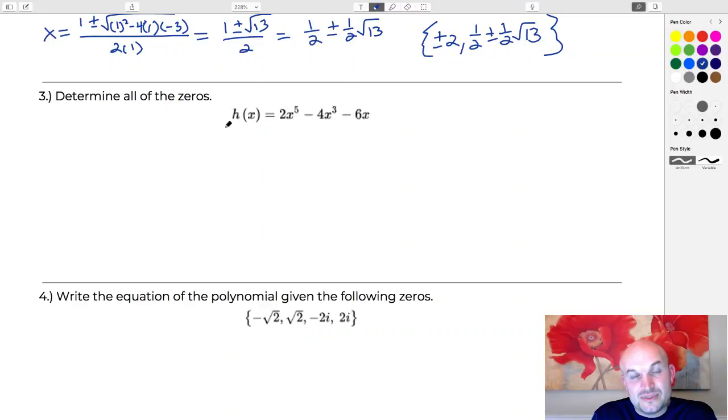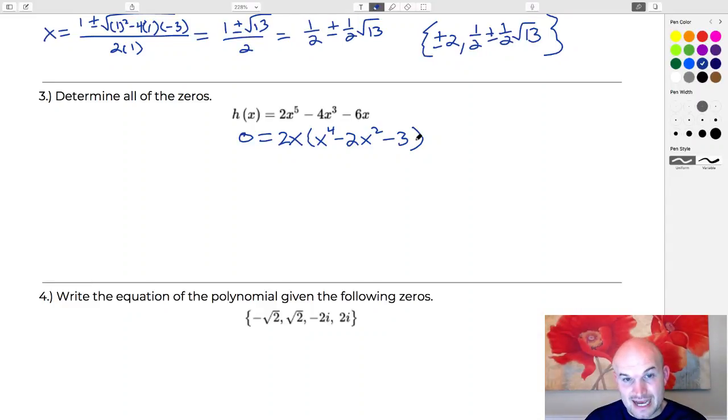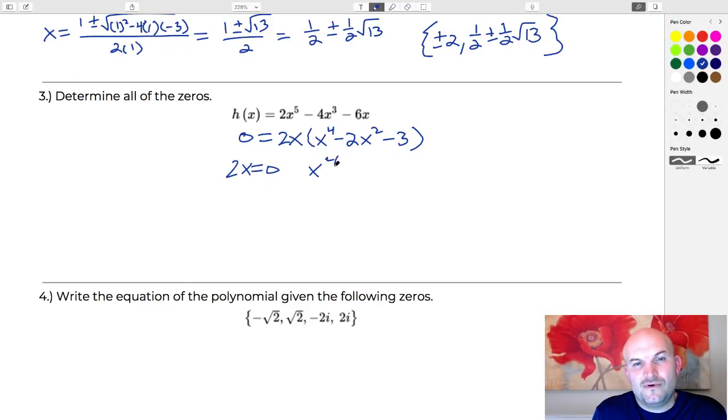One of the things we talked about is that the zeros are the values that make the equation equal to 0 true. Immediately I can see that each and every one of these terms is divisible by 2 as well as an x. So I factor out a 2x, and I'm left with x to the 4th minus 2x squared minus 3. Now I can use the zero product property. I have a product of 2 factors, so I can say 2x is equal to 0, and x to the 4th minus 2x squared minus 3 is equal to 0.